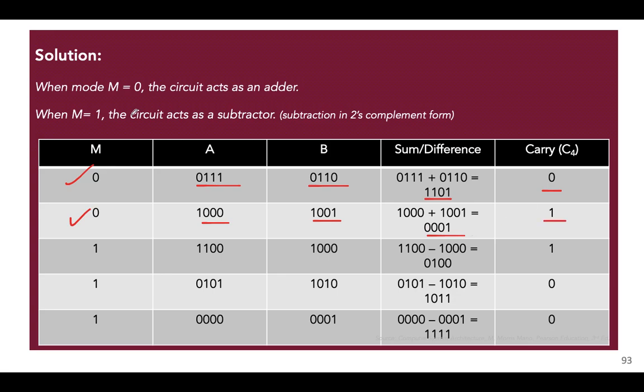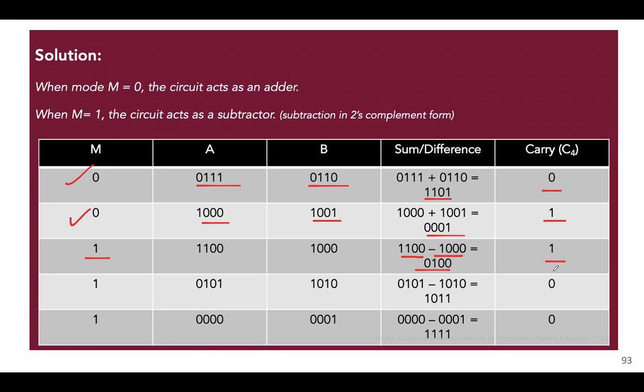When M is 1, this is supposed to be a subtractor, right? So we have to do A minus B. That means B is supposed to be in the 2's complement form. So A, this is minus B, right? And whatever you have at that point, in that case it's called borrow. Basically what you're doing is you're adding 2's complement, so the terminology still remains carry. It's still called carry, even though in subtraction it's supposed to be called borrow.